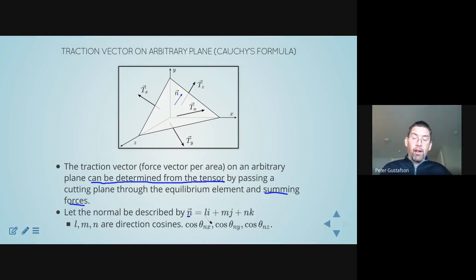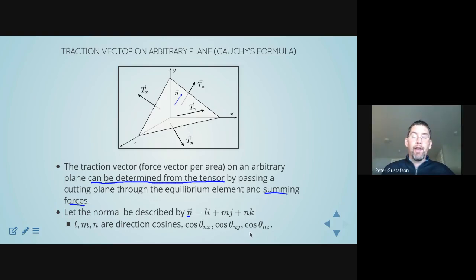We're going to call it Li, Mj, and Nk. Now, it turns out that these L, M, and N are direction cosines. So they're the cosine of the angle swept between the n direction and the X Cartesian direction, the cosine of the angle swept between the n direction and the Cartesian Y direction, and the cosine of the angle swept between the n direction and the Z direction. So this normal is defined by the angles of the plane that has been cut.